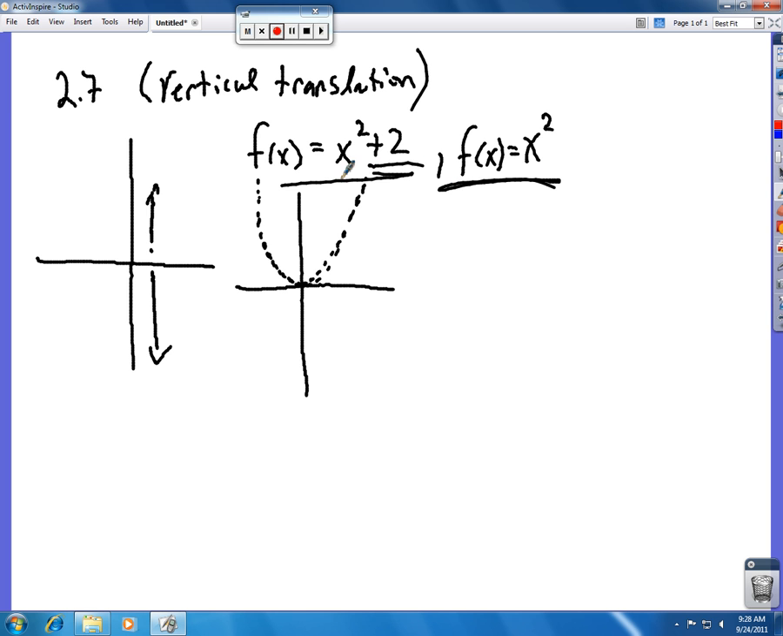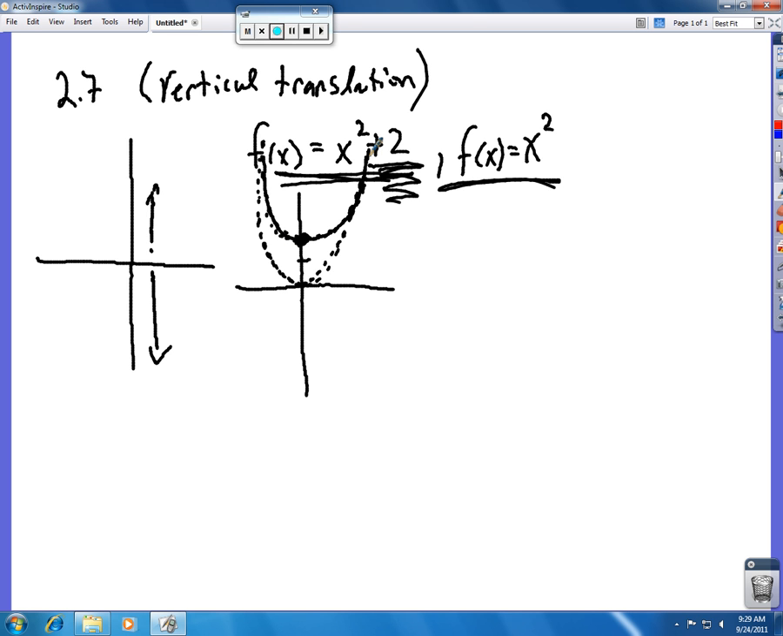Now if you were to be looking at this one, this is actually going to move it up the y-axis 2 points. So now the point 0, 2 is where your graph is now going to come through. Basically your new origin, if you want to think of it that way.